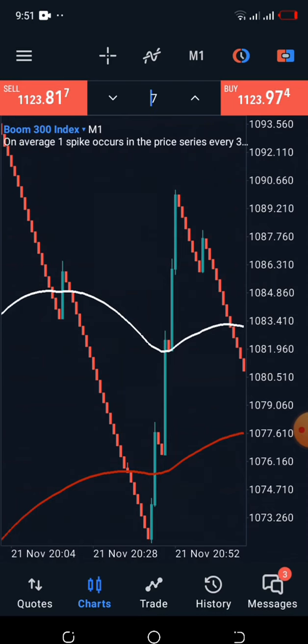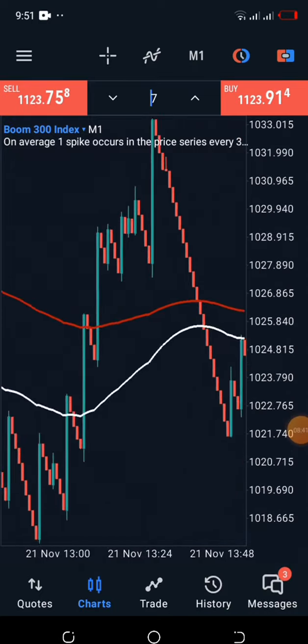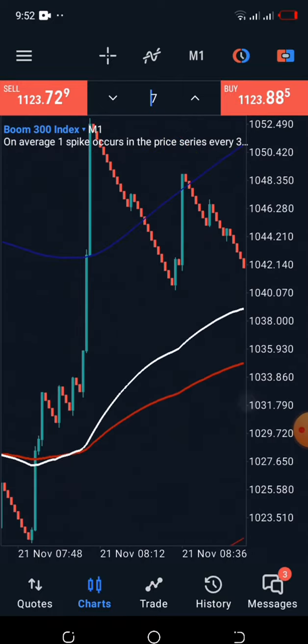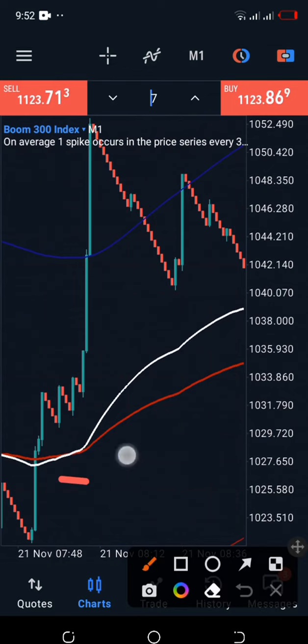It moves, it spiked to the upside. You can see it yourself. It spiked to the upside. All right, so let's show you one or two more examples. Okay, good. As you can see here, this is crossing to the upside.